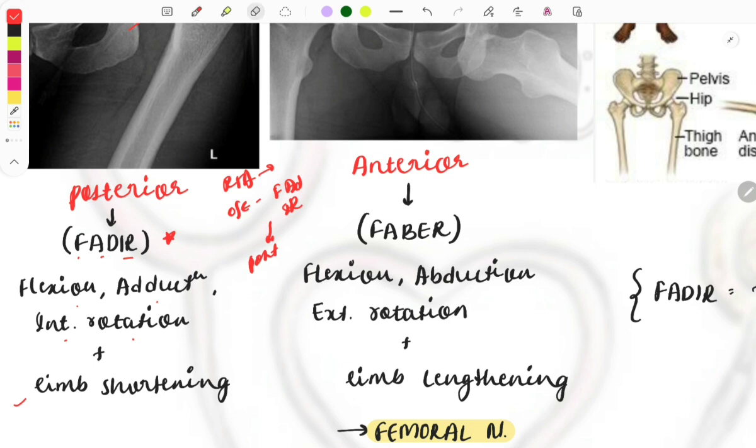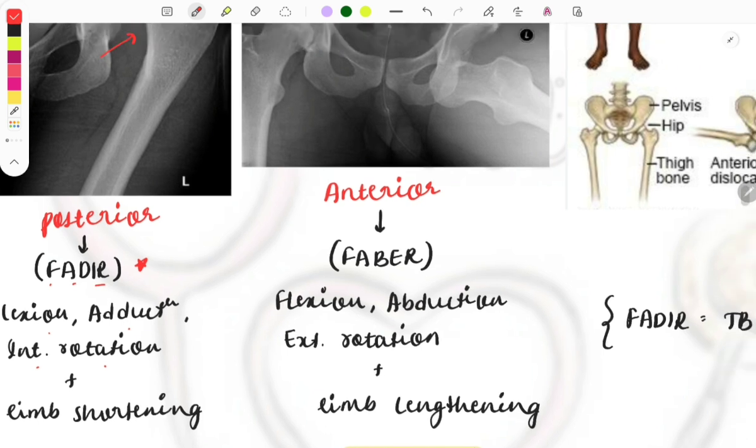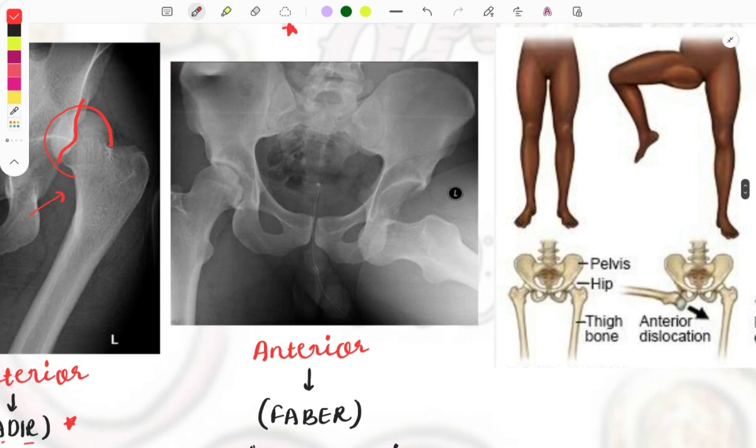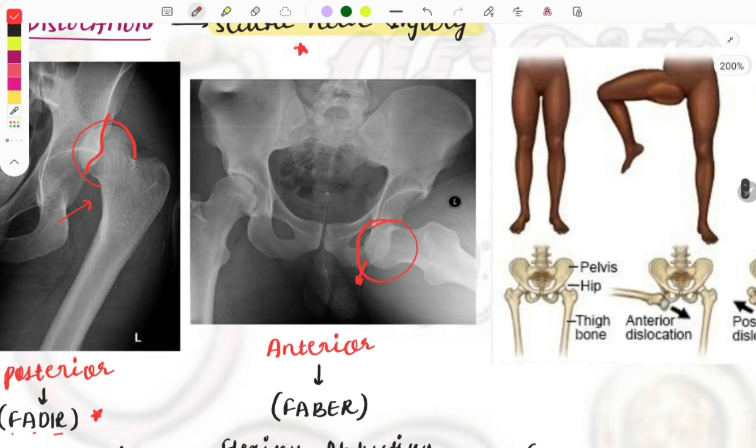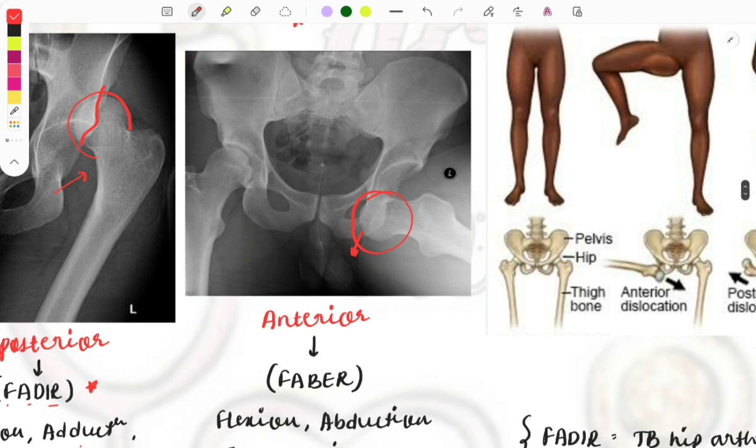You need to write the answer as posterior dislocation. If a simple one-liner is asked, then it will be easier, but if a clinical case is asked, you will be easily able to solve it just by remembering these things. Then the anterior dislocation. In the anterior, you can see here that the femur head is dislocated anteriorly, and it is not overshadowing the pubic bone, and this is appreciated clearly.